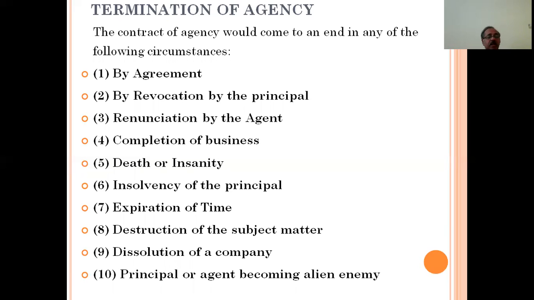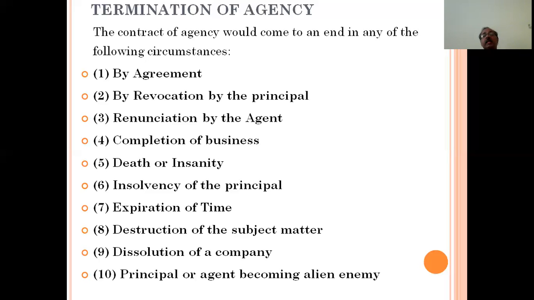The third one is renunciation by the agent. Renunciation means the cancellation of the contract of agency by the agent. So in that case, the contract ceases to exist. The next one is completion of business. For whatever purpose we created that agency, that purpose we have already served. So after the completion of the business, that contract of agency automatically comes to an end.